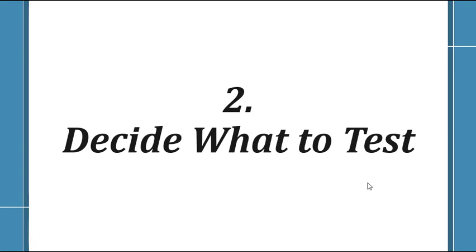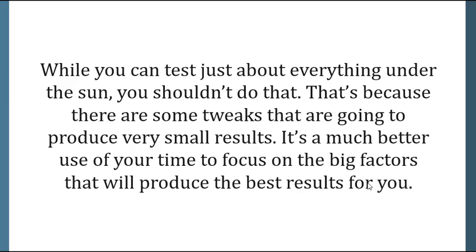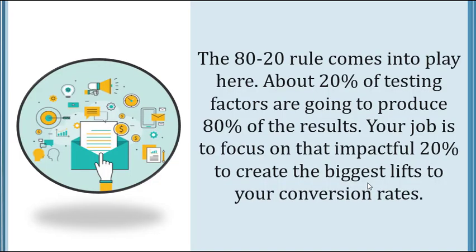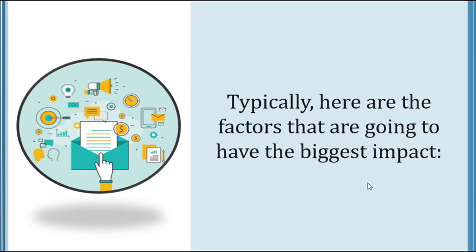Now, number 2, decide what to test. While you can test just about everything under the sun, you shouldn't do that. That's because there are some tweaks that are going to produce very small results. It's a much better use of your time to focus on the big factors that will produce the best results for you. The 80-20 rule comes into play here. About 20% of testing factors are going to produce 80% of the results. Your job is to focus on that impactful 20% to create the biggest lifts to your conversion rates.